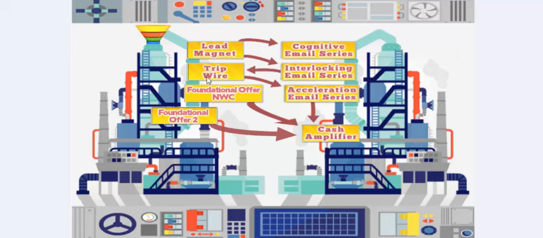Now, if they get it and they buy it for $7, now what happens is they get taken off this interlocking email series. They automatically get taken off that email series, and you see the arrow? They automatically get put onto the acceleration series. And what the acceleration series does is, once they buy the tripwire, they get taken off the interlocking email series because they don't need to buy the tripwire anymore, because they already bought it.